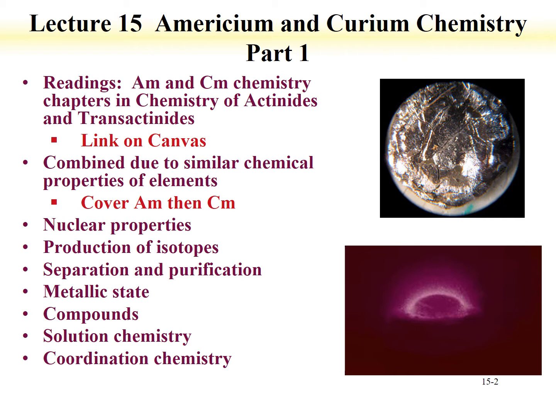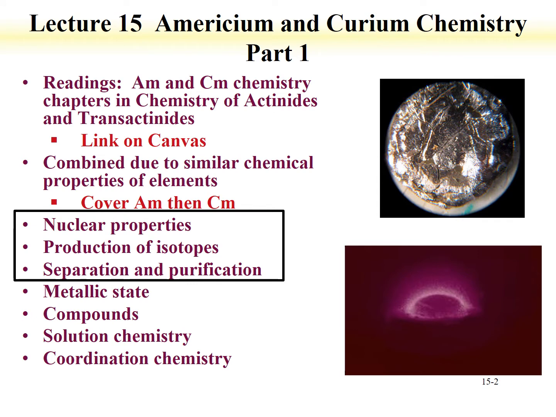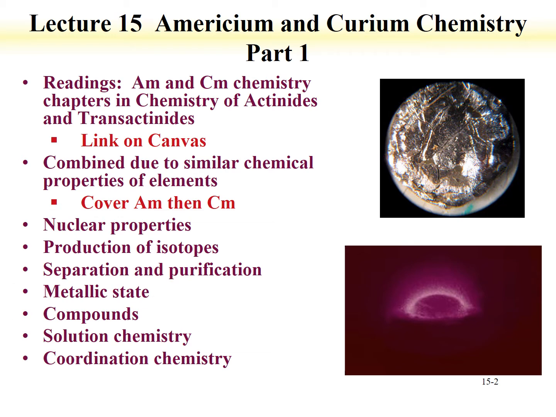These lectures are combined, the chemistry of americium and curium, because the elements have some pretty strong chemical similarities. Within these lectures, we're going to cover americium, then go on and explore curium. The first part of the lectures will cover the nuclear properties, the production of isotopes, and the separation and purification of americium. Part 2 will then explore metallic states, compounds, solution chemistry, and coordination chemistry of americium, then go on to cover curium. And fundamentally in part 2, we'll just be highlighting some of the differences between curium and americium.